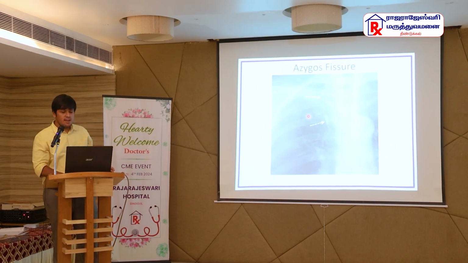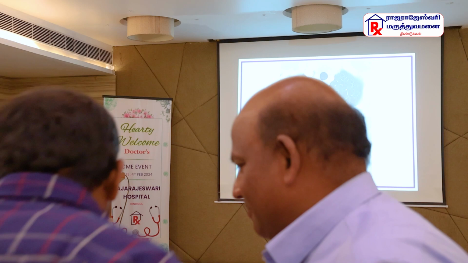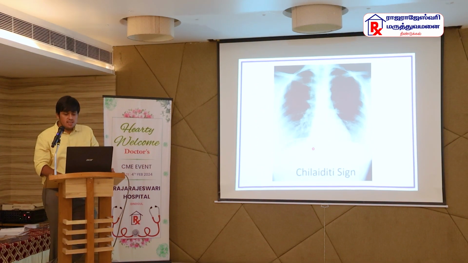Azygos fissures may be seen like this. Sometimes we may mistake it for a visceral pleural line of pneumothorax also, so that should be kept in mind. Here we could clearly see the vessels running into it. If clinically relevant, we may even take a CT if needed. The CT of the same patient showing the azygos fissure with the azygos vein and azygos lobe.